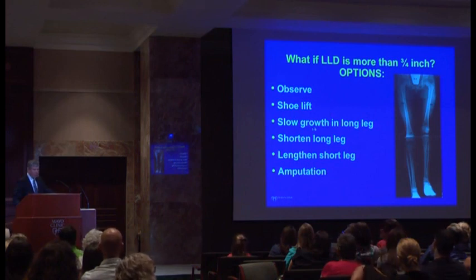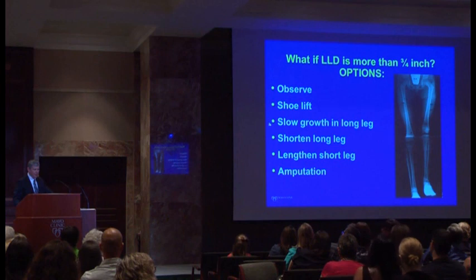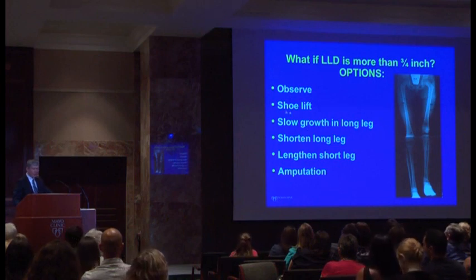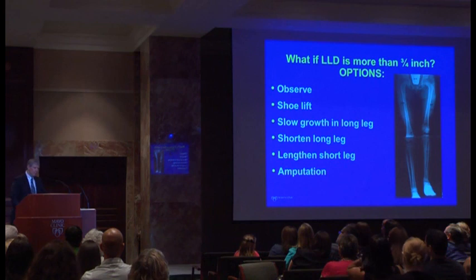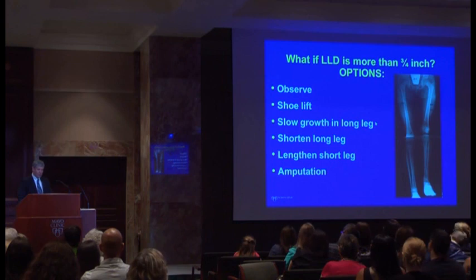We can slow down the growth in the longer leg, and this is our preferred technique in children. Slow down the longer leg, which in these vascular malformations is also the abnormal leg. And so there's a nice trade-off here. We can slow down that leg, make it not get quite as long as it's going to be, and keep it from getting too much longer than the normal side.